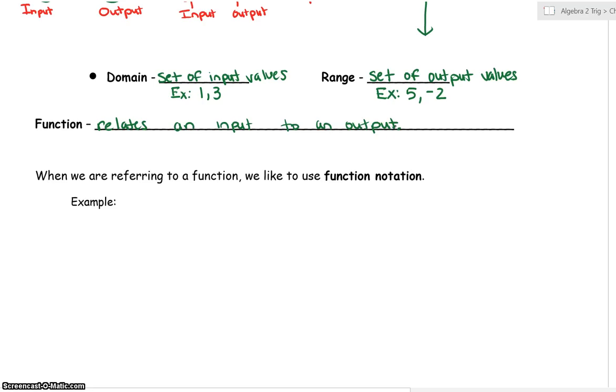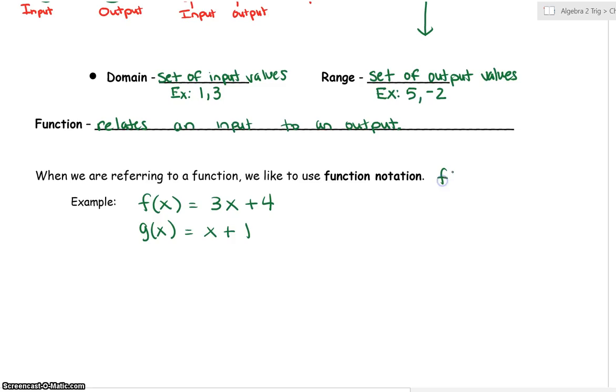And when we are referring to a function, we tend to, especially in the higher levels, use function notation. I'm going to show you what that looks like. So one way to do it is f of x equals 3x plus 4. Notice how I read it. Another one could be g of x equals x plus 1. So these are using function notation.